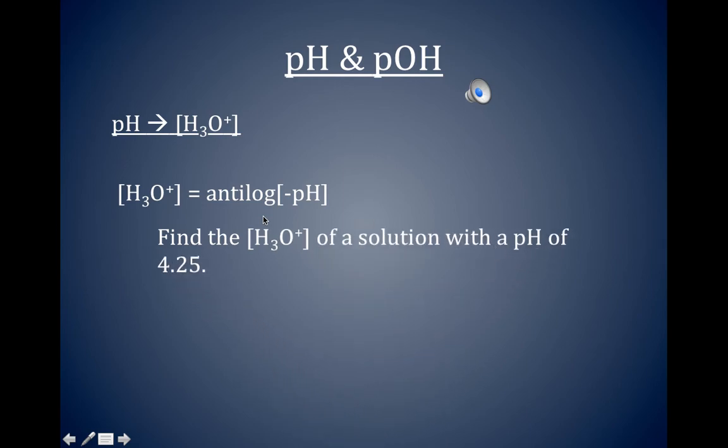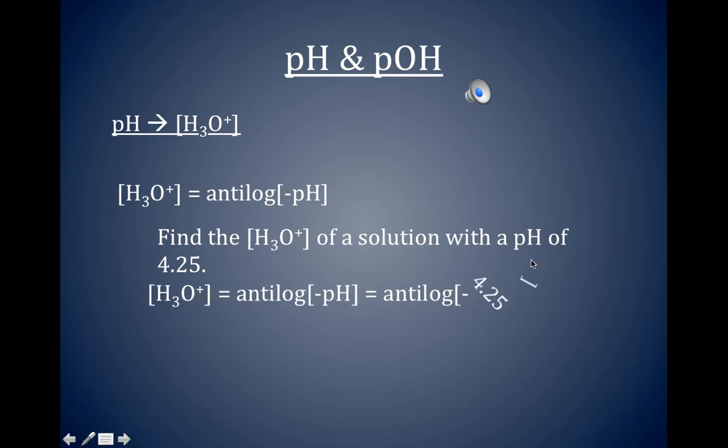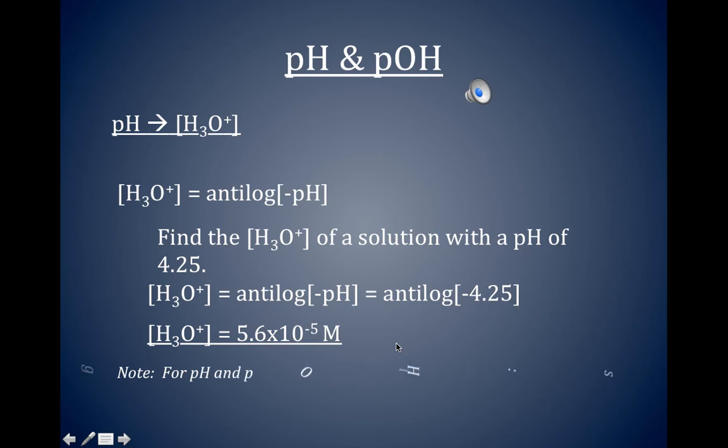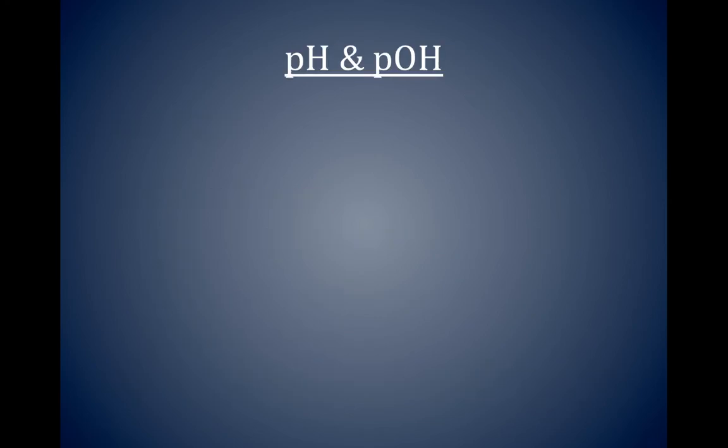So it says 4.25. So first thing is I'm going to make that minus 4.25, and then I'm going to anti-log or inverse log it. And what's belched out? 5.6 times 10 to the minus 5 big M. Now pH has no units, but our concentration of H3O+ has to have units. And it goes and talks about the sig figs again. We're getting there.